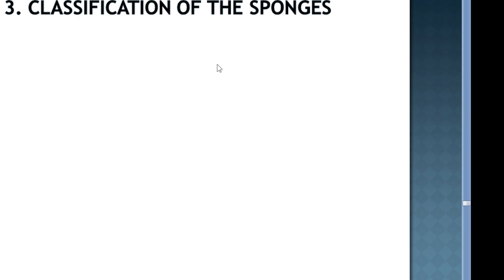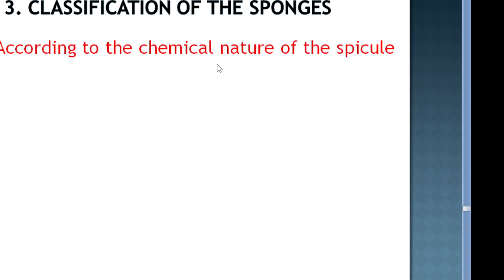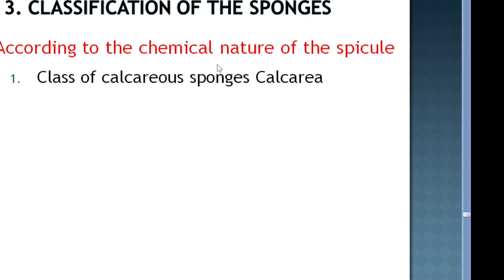So let's finish our presentation with the classification of the sponges, and you have to know that the sponges are classified according to the chemical nature of the spicule. You remember that the spicule is used to maintain the shape of the sponge, and it is of different chemical nature. According to this criterion, we can divide the sponges into four classes.